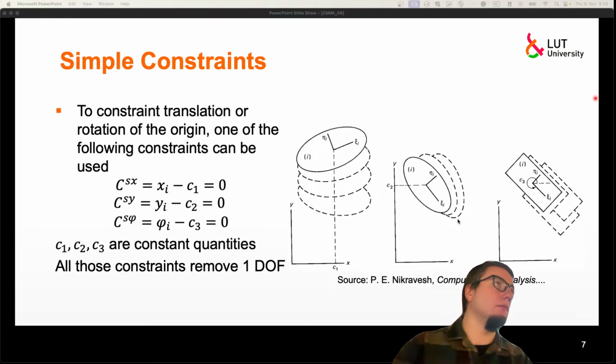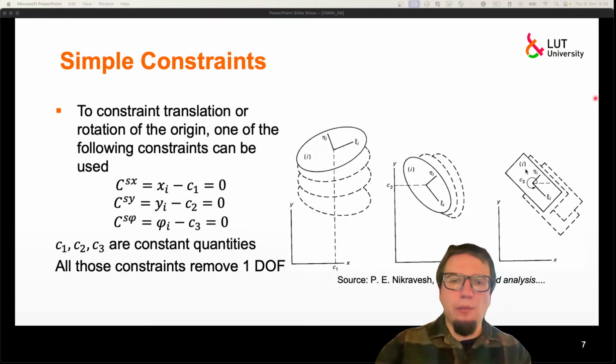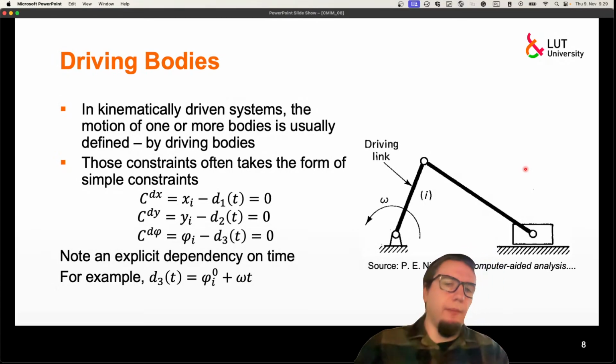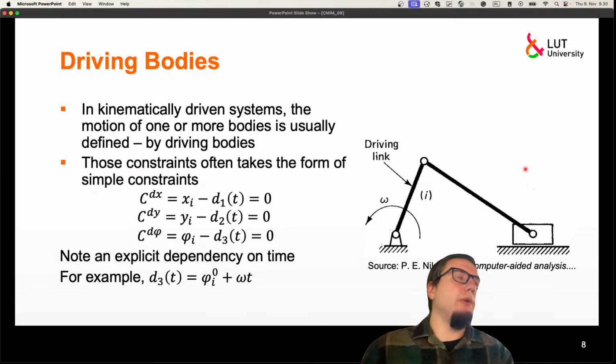Is it clear? Okay, if the example was clear, that's great. Now, driving bodies. One of the main reasons why we talk about the simple constraint is to apply driving constraints to drive our joints.